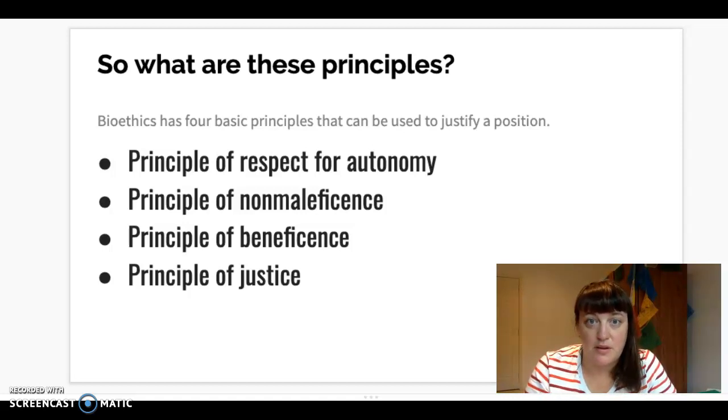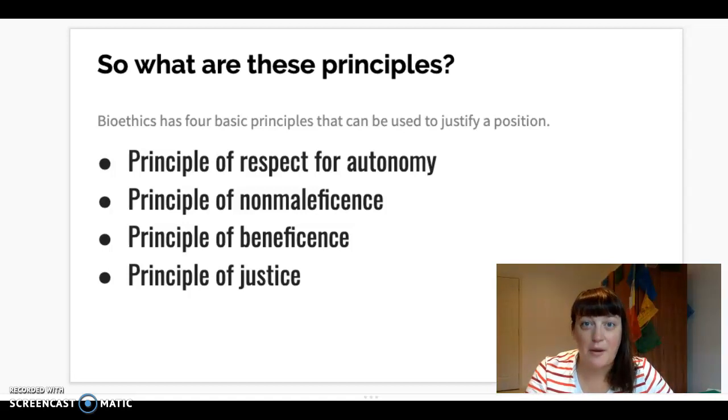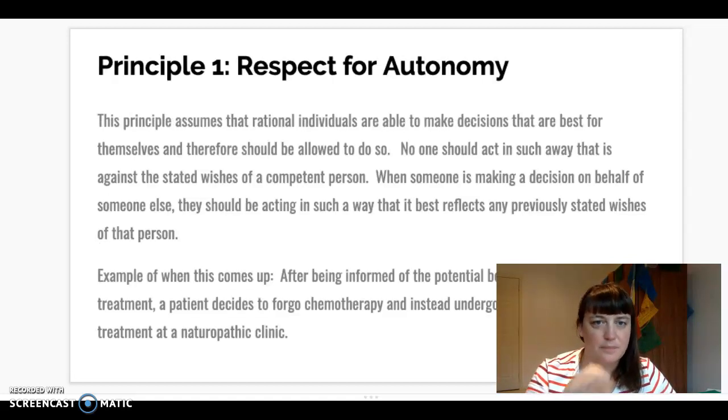We're going to go through these. Essentially, you'll see that they complement each other. They overlap in some ways, but you should really be thinking about every single one of these every time you make an argument. And we'll see how that plays out. So the first principle is autonomy.